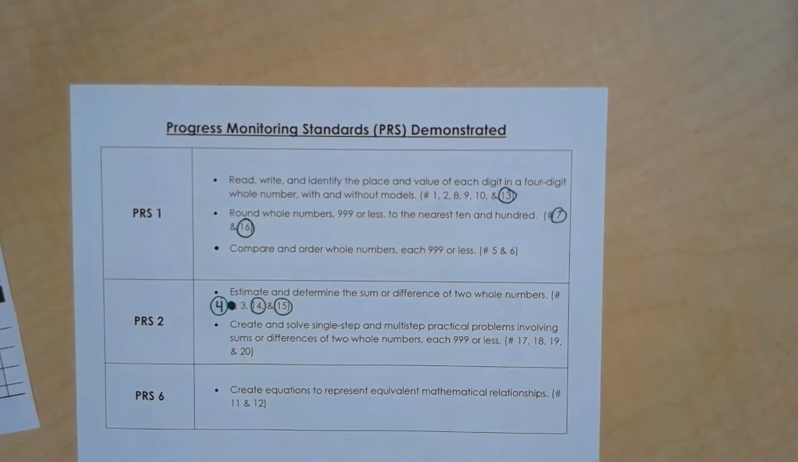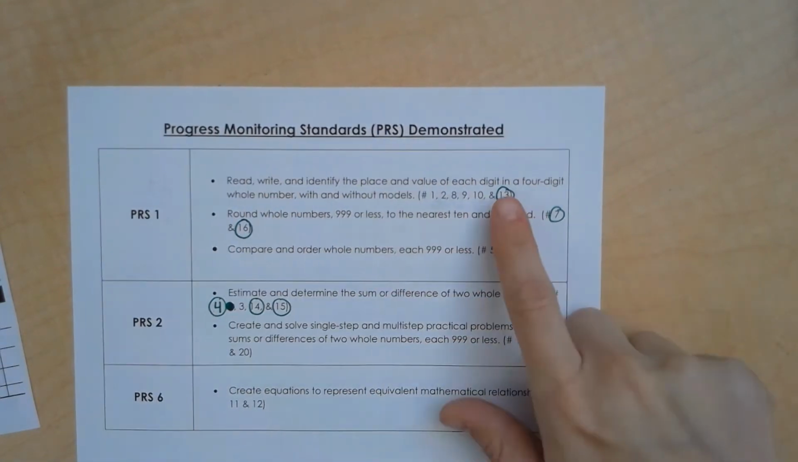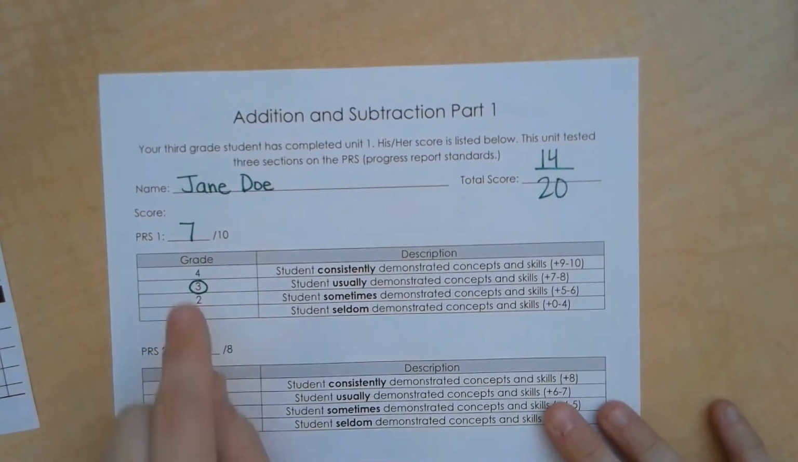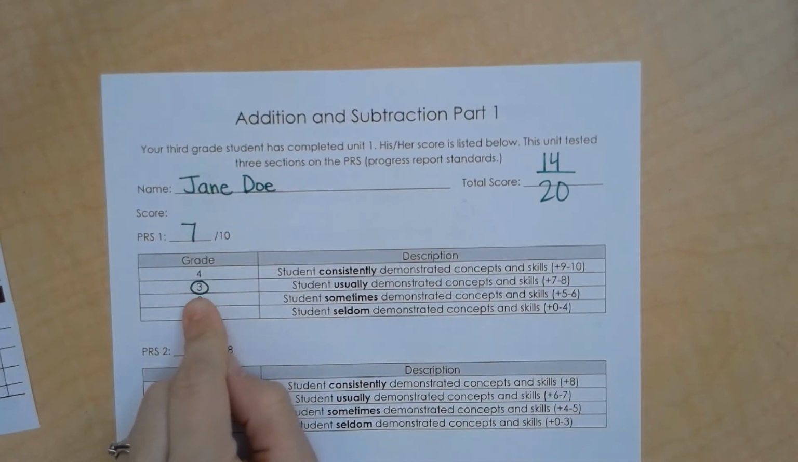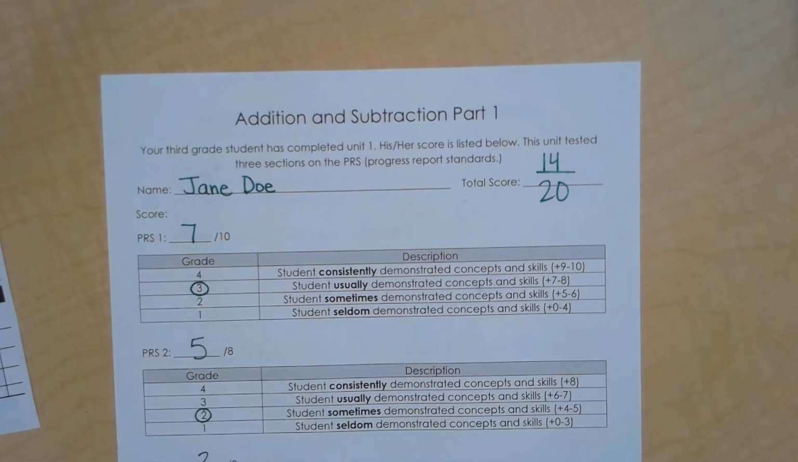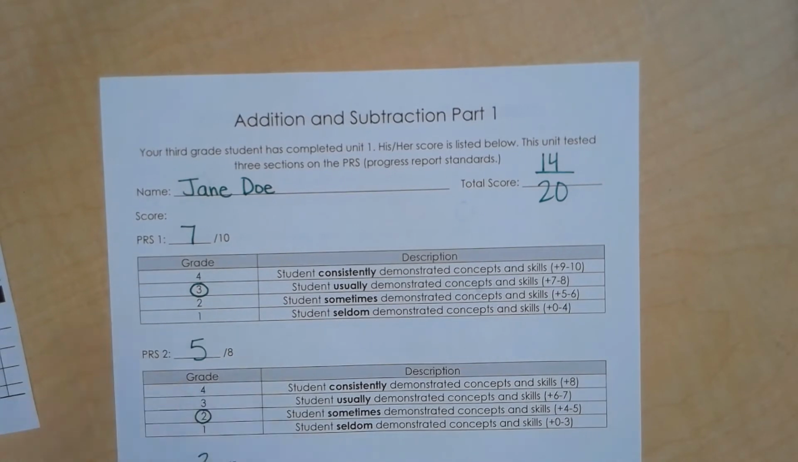So that is how we get, there was 10 questions within here, 9, 8, 7. So that's how they get 7 out of 10. So their grade on the report card would be a 3. Down here, PRS 2.